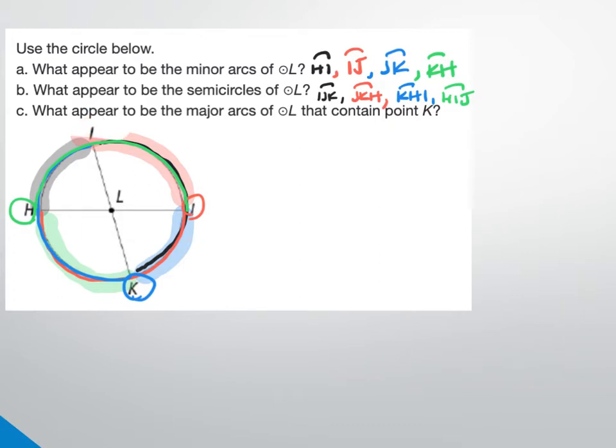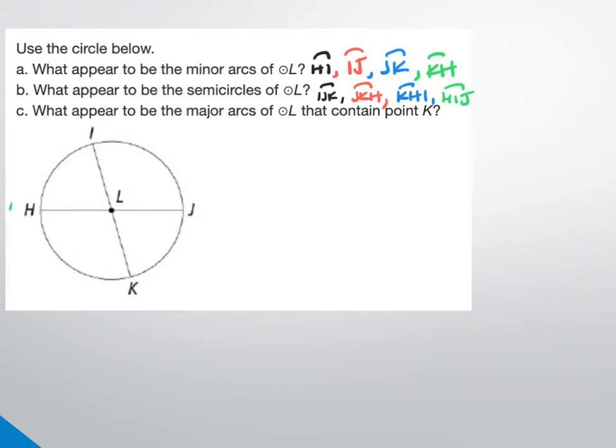Okay, the last one says, what appear to be the major arcs of L that contain point K? So let's pick K to start. If I start at K and go around to H, that's minor. If I go around to I, that's a semicircle. I have to go all the way around to J. So K, H, J, or K, I, J, those are the same thing. That would be an example of a major arc.